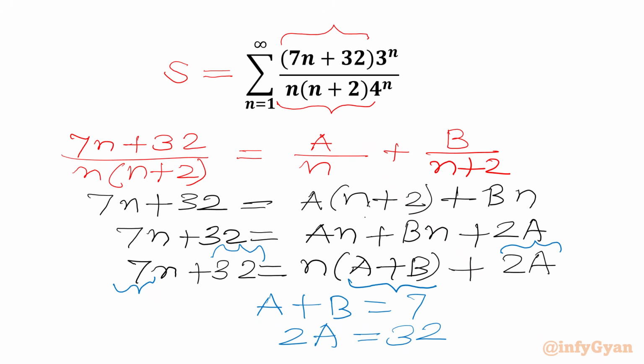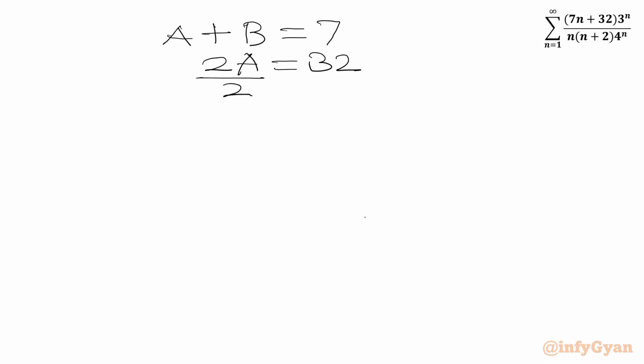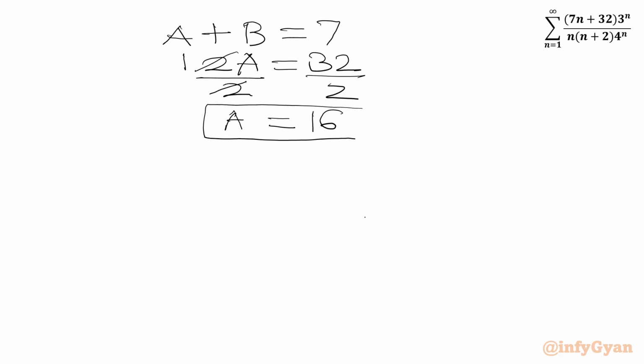Now we will divide both sides by 2 to get the value of a. Let me write here a + b = 7 and 2a = 32. Let's divide by 2 both sides. So 2 over 2 will become 1, 1 times a is a, and 32 over 2 is 16. So we have a = 16, which we will apply here.